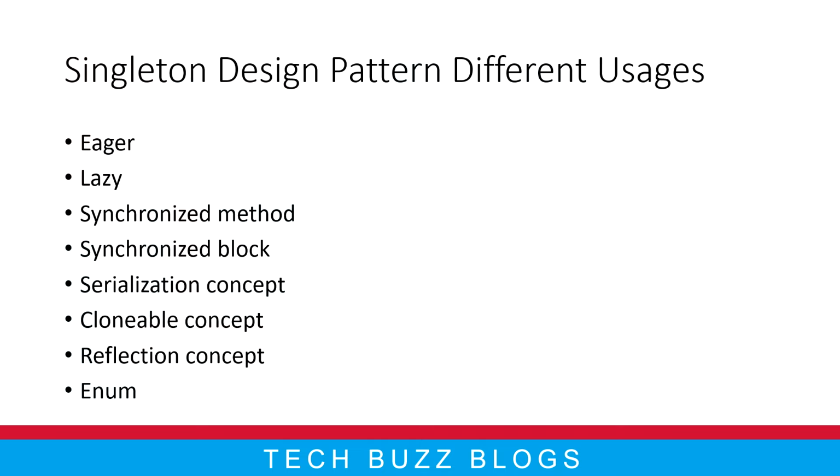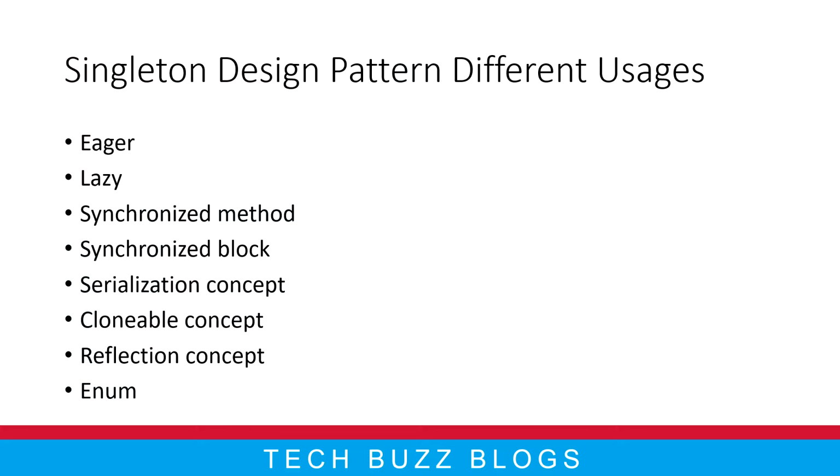As for the different usages, we can create the singleton design pattern in the normal eager way, otherwise the lazy way. Then why we go for a synchronized method, creating a singleton using synchronized. Why we go for a synchronized block, why the serialization concept, and why Cloneable, why reflection, and why enum. I will tell you each and every one.